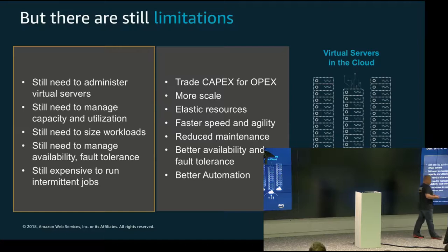However, even when you run your servers in the cloud, those EC2 instances, you still need to administer those virtual servers. You still need to manage the capacity and utilization, so you need to know how much hardware you need when it comes to the CPU, RAM, network, storage. So whether you will scale horizontally, that means adding more servers, or scale vertically, that means adding more resources to existing servers, more RAM, and so on. And you have to manage high availability and fault tolerance, making sure data gets replicated across availability zones within a region. So for those who don't know, those are physical data centers.